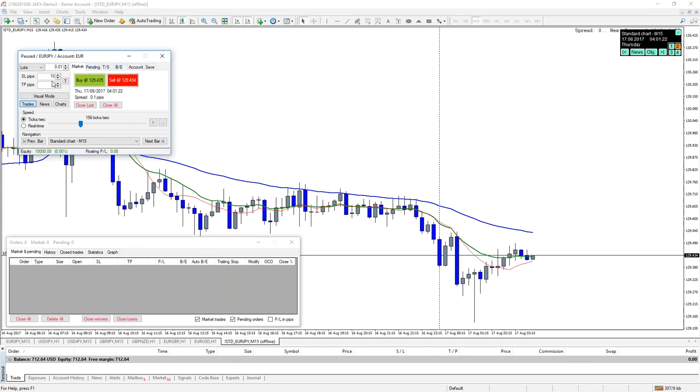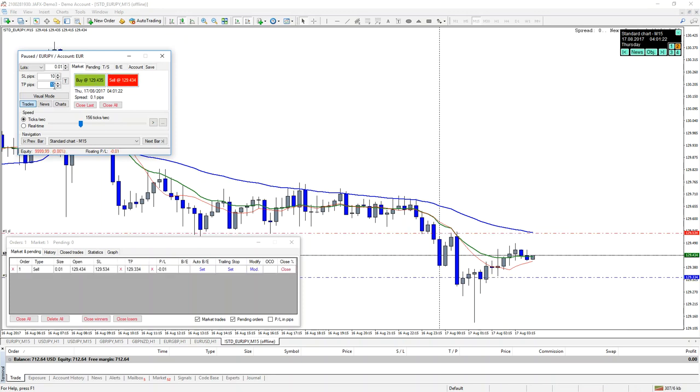Ten-pip stop loss. We're looking for a 10-pip take profit, and then if we hit the 10-pip take profit on the first one, so let's do one sell, and then one sell with zero, and see how that goes.